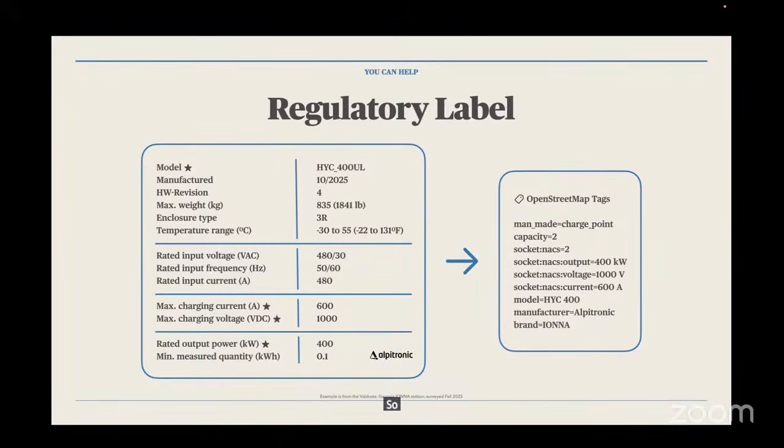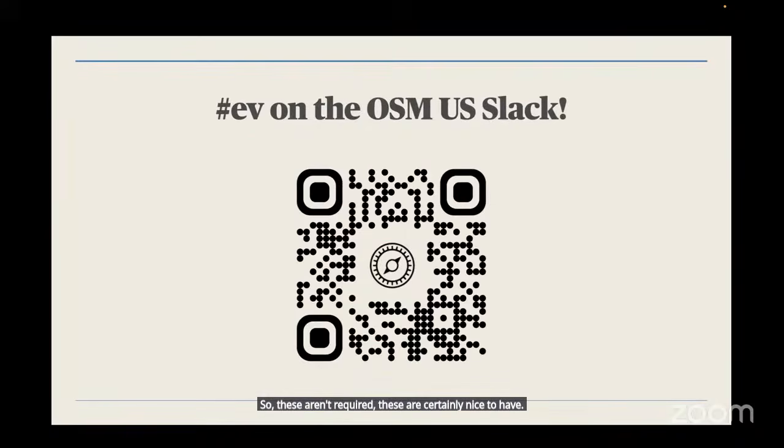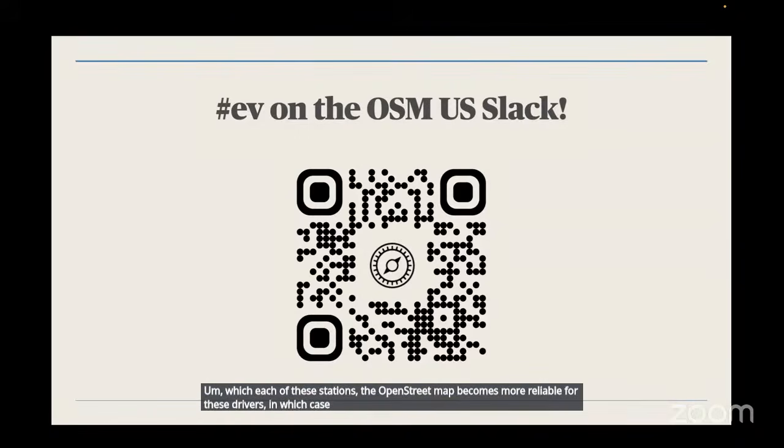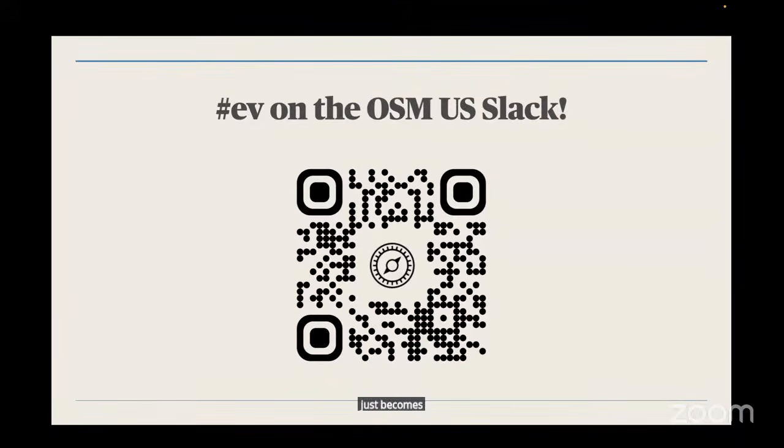So these aren't required, but these are certainly nice to have. With each of these stations, OpenStreetMap becomes more reliable for these drivers, in which case they start using it more, and it just becomes more reliable down the road. It's a big snowball. So I encourage you all to add a station if you have them in your communities. And again, if you don't and you want to contribute to the cause, there's the QR code for the Map Roulette Challenge.